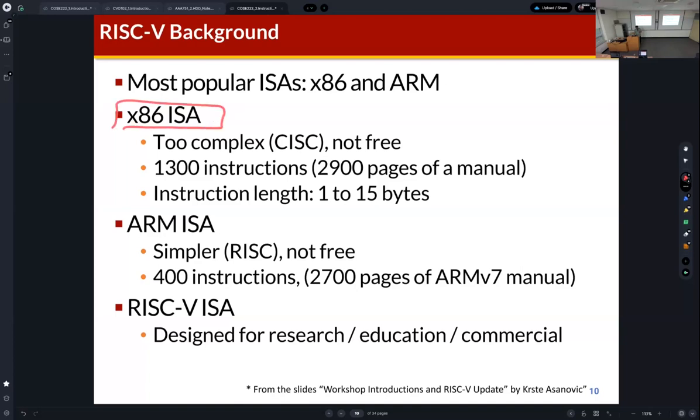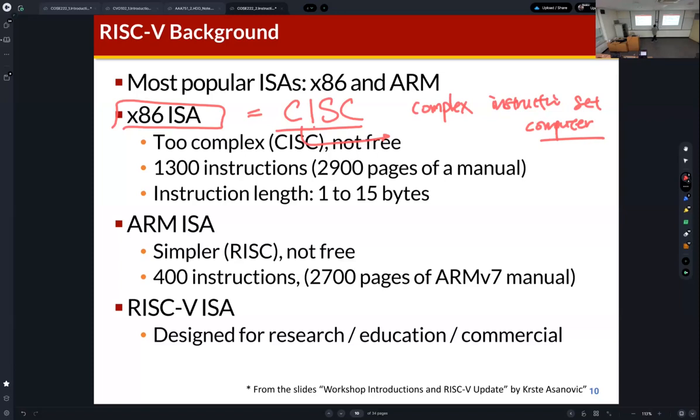So, the x86 ISA is called a CISC ISA. So, what does that mean? What is CISC? C means complex, I means instruction, S means set, and C means computer. It's CISC. So x86 is in the CISC family, which means the ISA is very complex. The structure of these instruction sets is nothing but patterns.